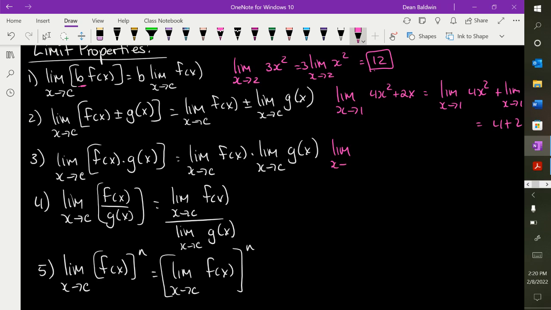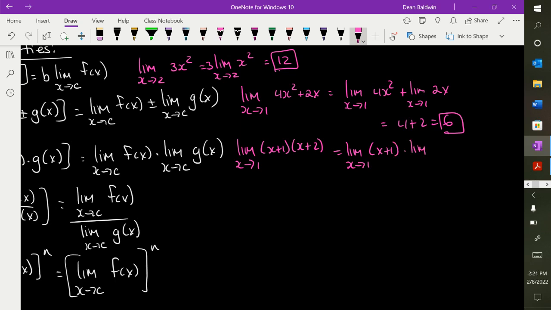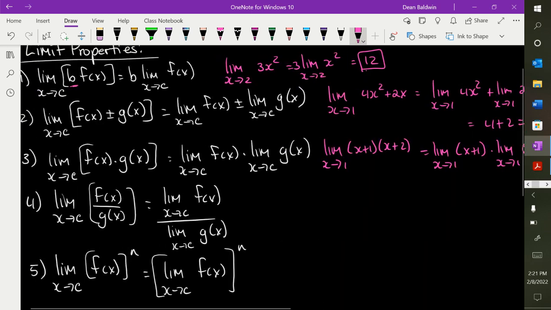So if I have x goes to 1, I'll just use a nice easy function. Something like that. I can rewrite it as the limit as x goes to 1 of x plus 1 times the limit as x goes to 1 of x plus 2. All right, which would be 2 times 3, which is 6. There you go. And then finally, division, same thing. I guess I'll do an example.